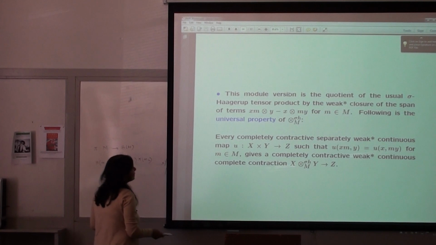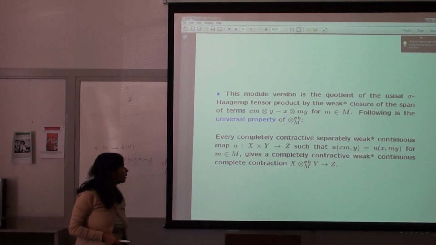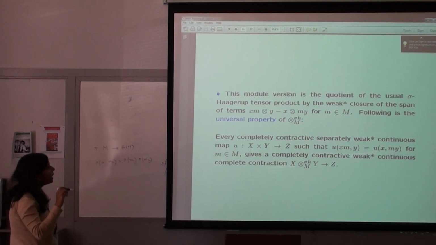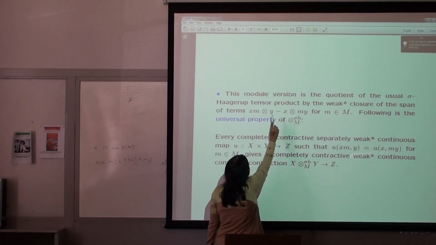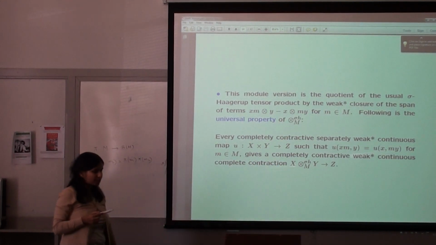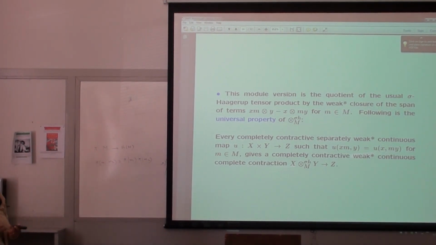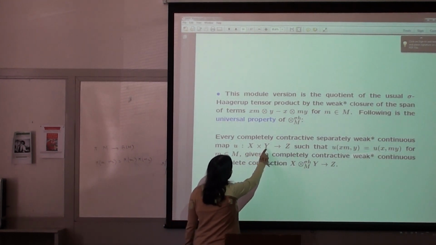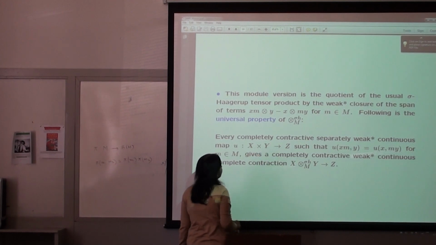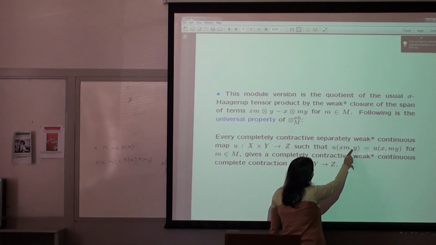We have two modules, X and Y, where X is a right M module and Y is a left M module. How do we get this tensor product? It is the usual Haagerup tensor product, but we quotient it by the weak star closure of the span of terms of this form. So you take the span, take its weak star closure, and quotient the Haagerup tensor product by it, and that is what this tensor product is. Every tensor product has two constructions: an abstract construction and a universal property. The universal property of this tensor product is this: whenever you have a completely contractive map which is weak star continuous in one variable at a time and in the other variable at a time, such that it respects the module action, where X is a right module over M and Y is a left module over M.